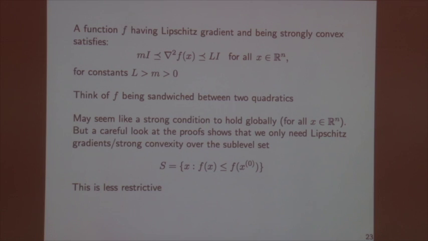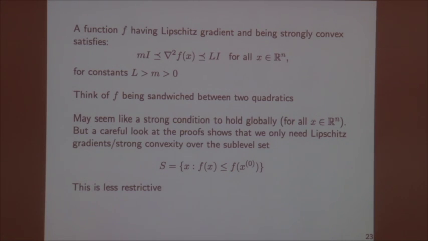And as a side note, requiring the function to have a Lipschitz gradient and being strongly convex is kind of a strong assumption. But when we were performing the proof, we just said, let's assume that this property is holding everywhere. But actually, it's enough to assume that this condition holds on the sub-level set, so the set of x such that your function is less than the objective value at the initial starting point.